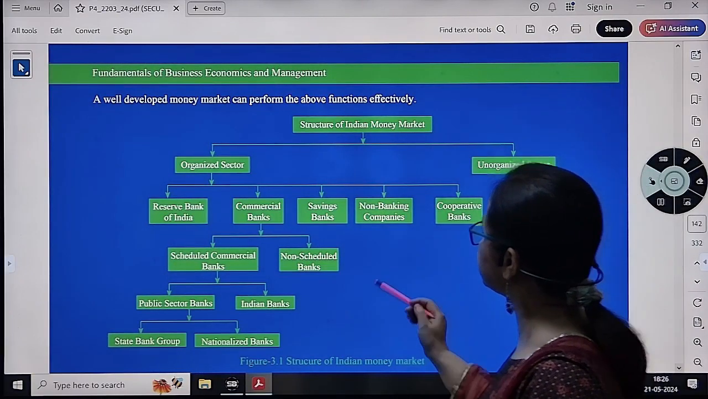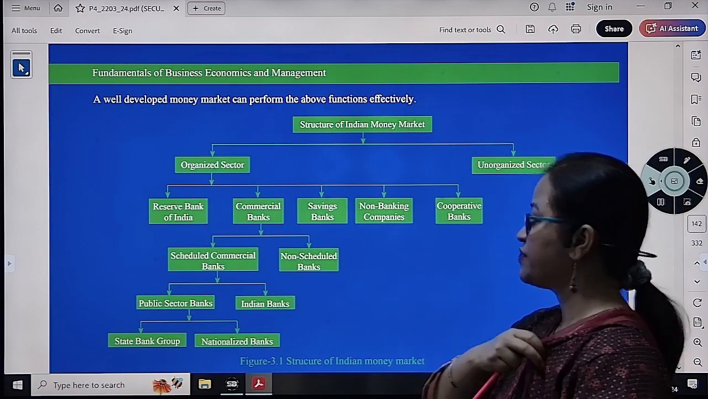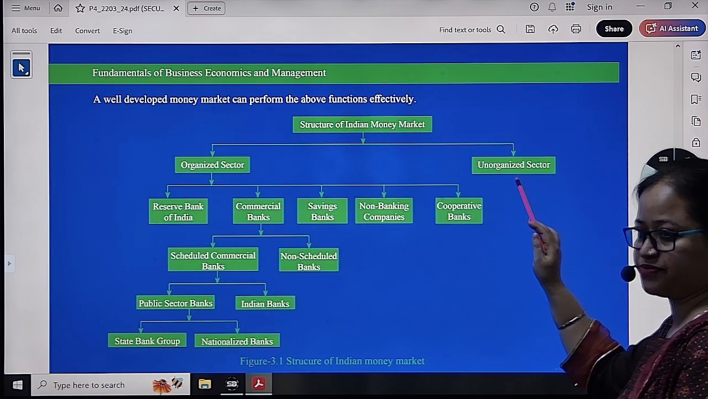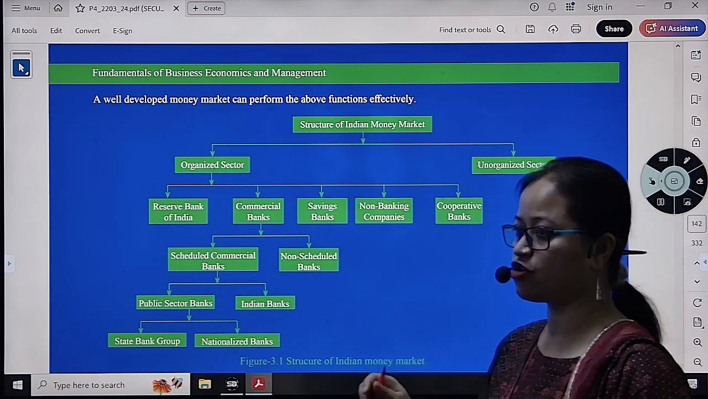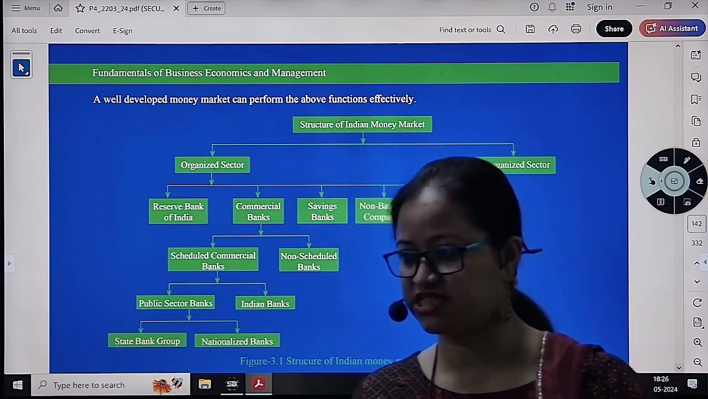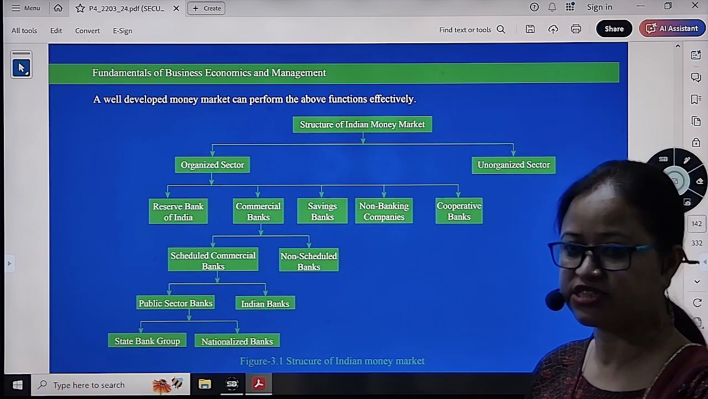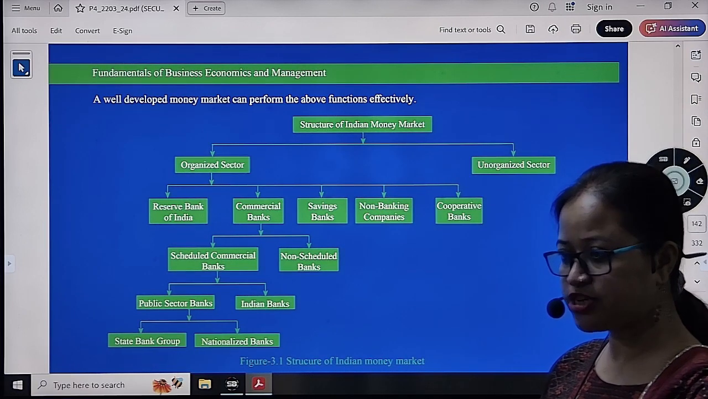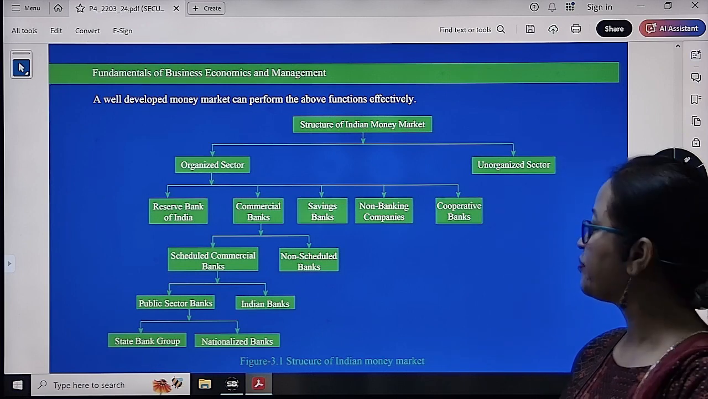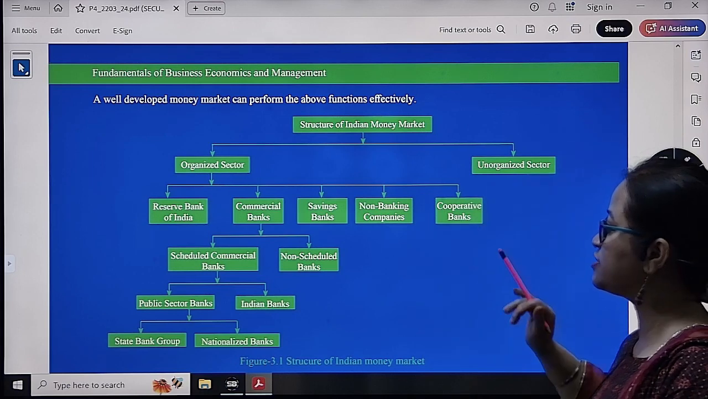So you can see here, this is the structure of the Indian money market. One is organized, another one is unorganized. So what does organized money market mean? The organized money market is controlled and regulated by the authority. But the unorganized money market is not controlled and regulated by any authority. So the financial market which is not regulated by the authority is unorganized, and the regulated one is organized.